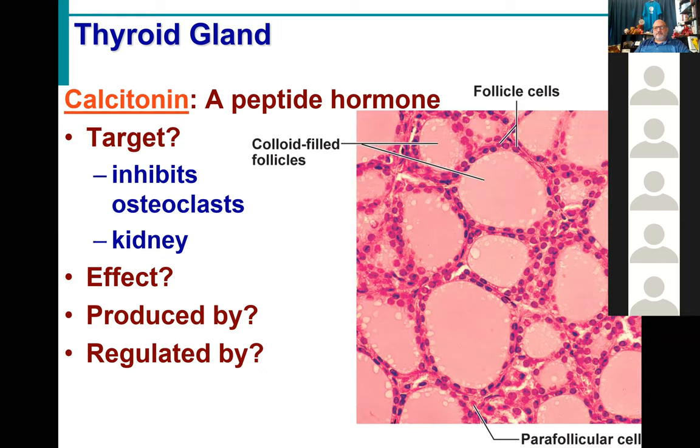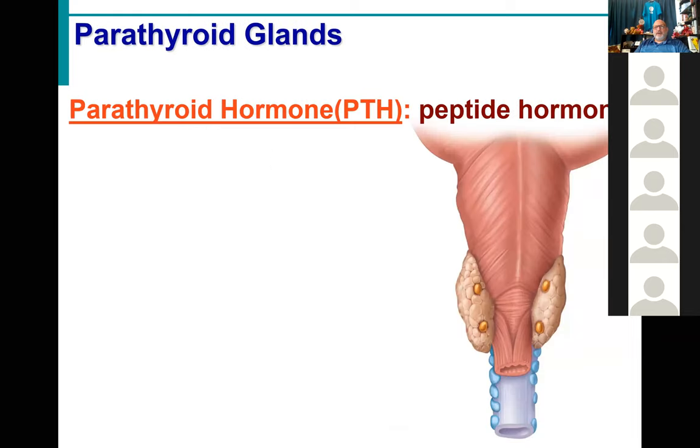Excellent. All right. Now, if we look at that posterior view, and here we have another nice posterior view that we are looking at here, we can see the back of the thyroid gland. Associated with the thyroid gland, but different from the thyroid gland, are these clusters of cells that form glands collectively on the posterior part of the thyroid. These are not a part of the thyroid, right?